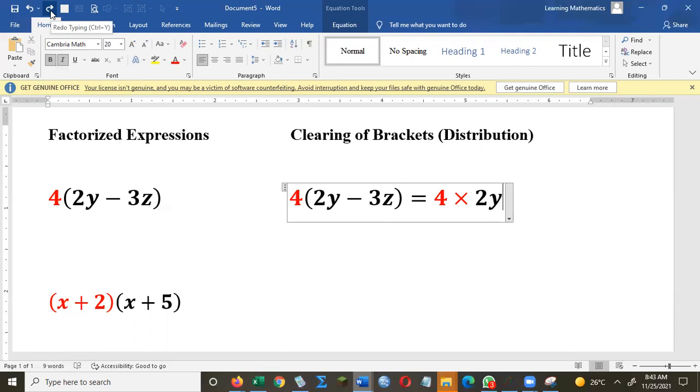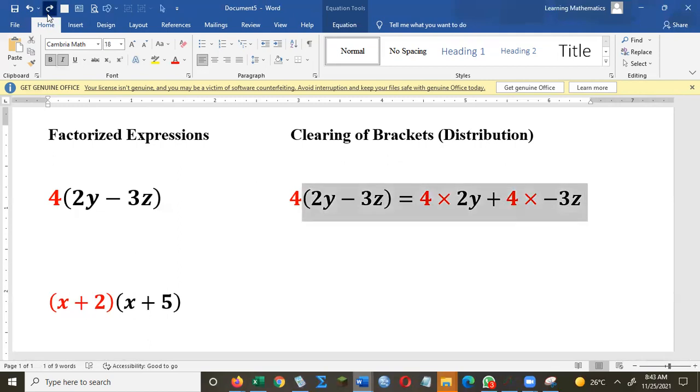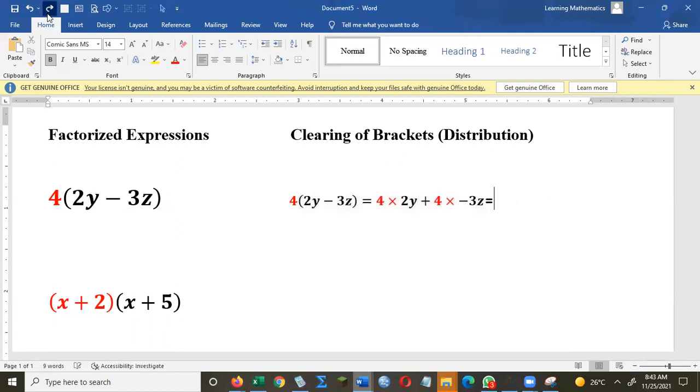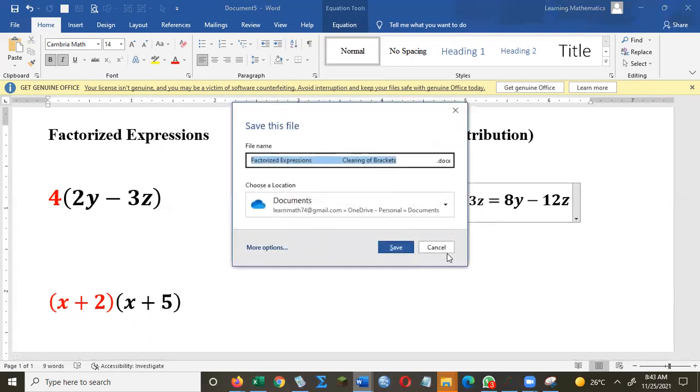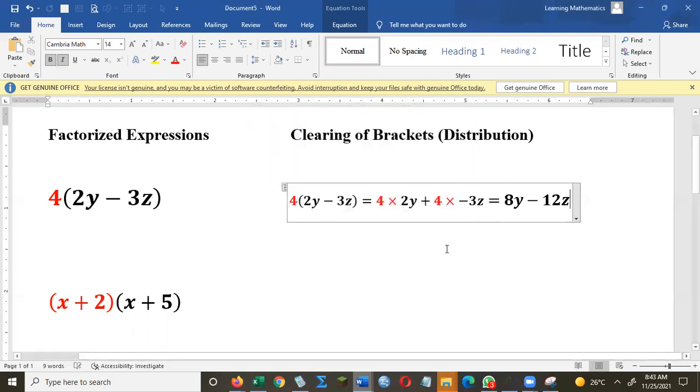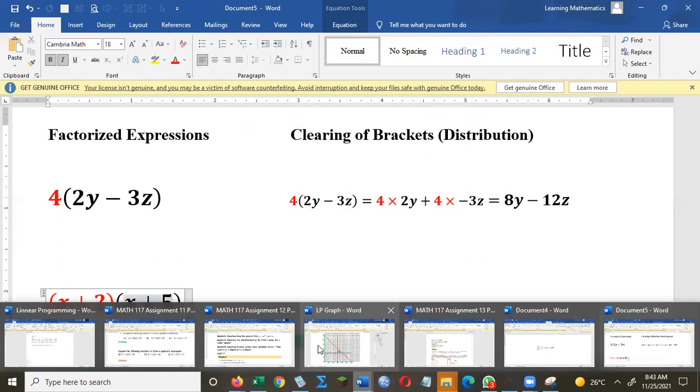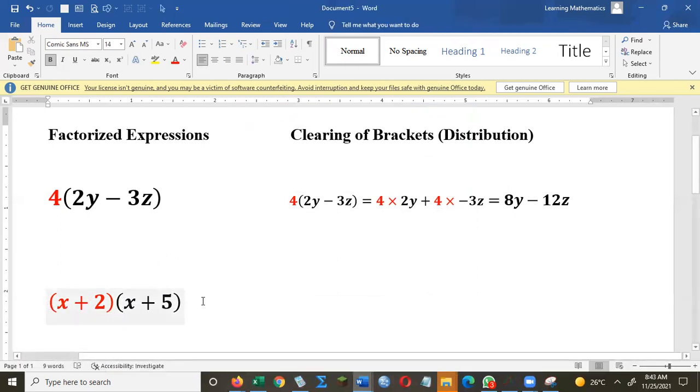Okay. Right. So therefore now we have to distribute 4, we have to multiply, and we have to multiply 4 by minus 3z. Okay. And then we're getting 8y minus 12z. Okay. Likewise, we have to repeat that process here now. Okay. We have to repeat that process for this one.